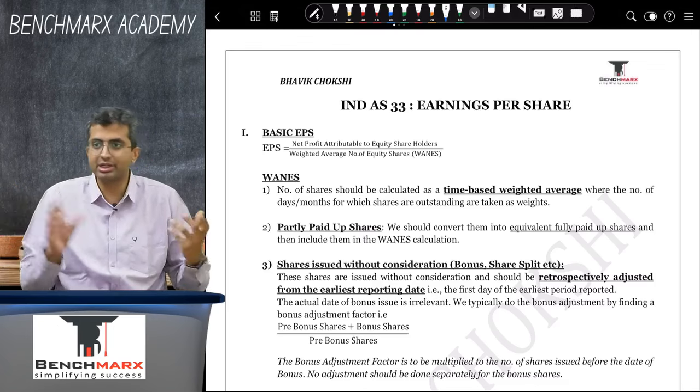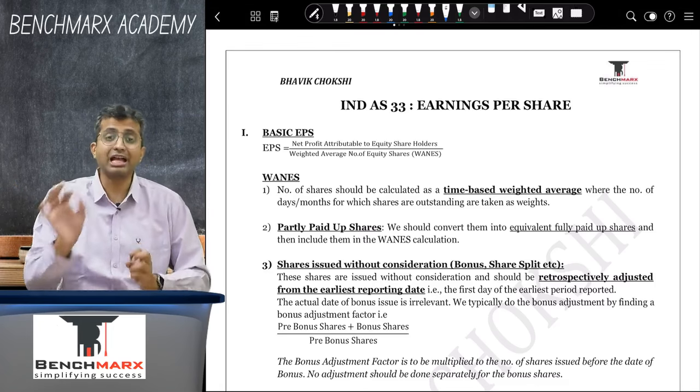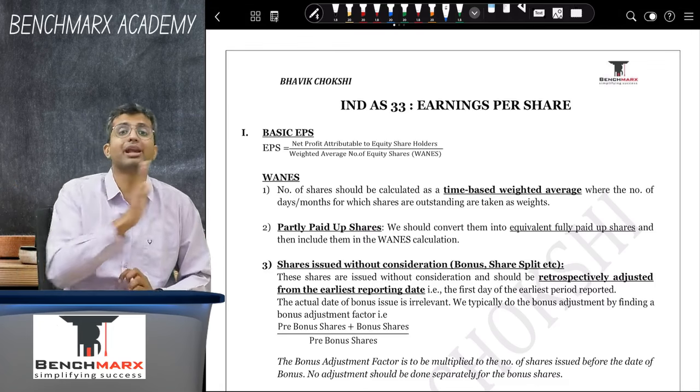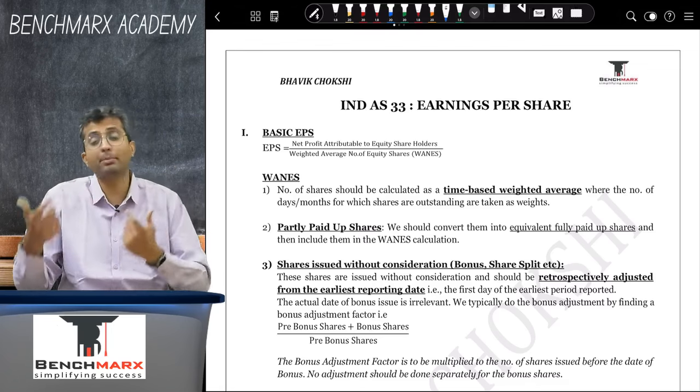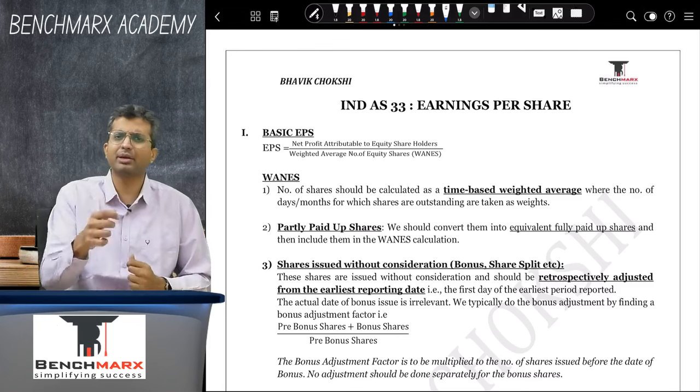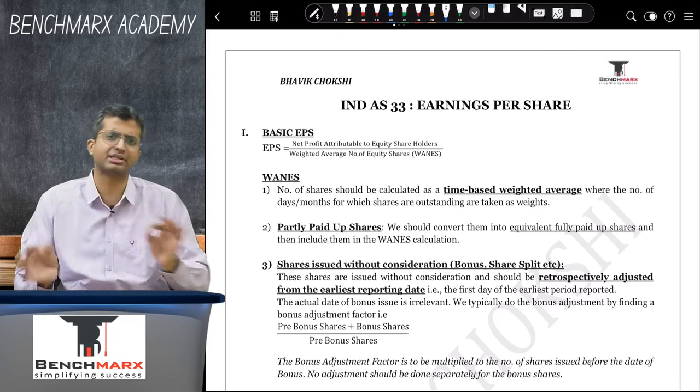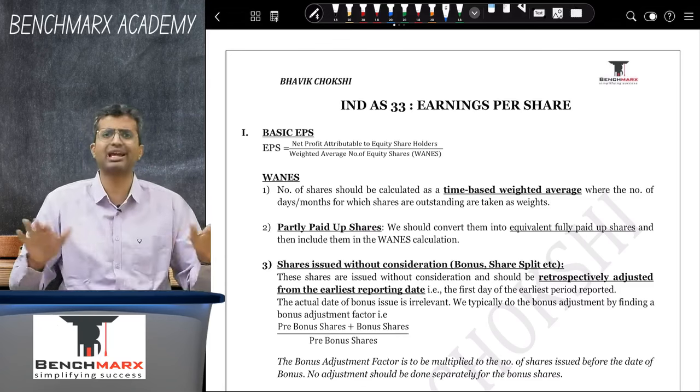Well, no, it has not. It is just that it has issued bonus shares. And as a result, bonus shares have to be retrospectively adjusted from the earliest reported date. So you can calculate a bonus ratio and multiply that bonus ratio to the number of shares that are existing prior to the date of the bonus. You will directly multiply them.